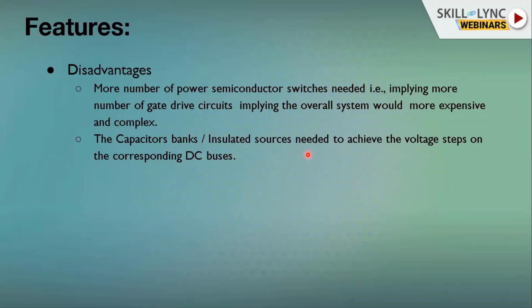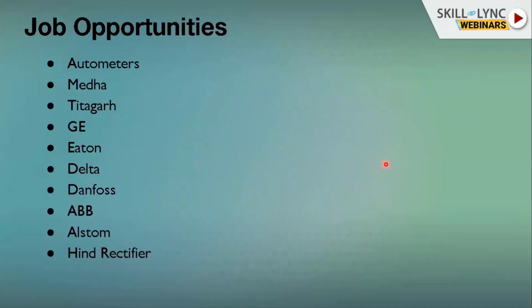The capacitor banks and isolated sources are needed to achieve the voltage steps on the corresponding DC buses. Yeah, so you have to make a separate source for each step you want. Either you will have to increase the number of capacitors, or diodes, or use different DC sources for the number of steps you want. So complexity will increase. So at the end, it's up to the design perspective.